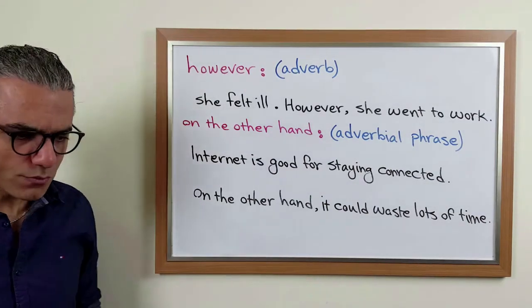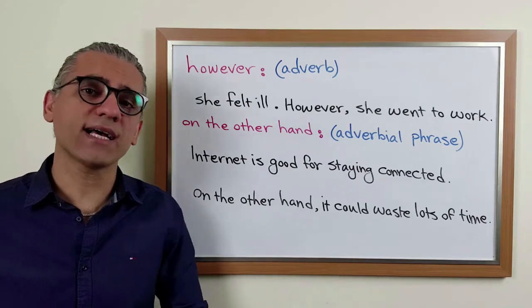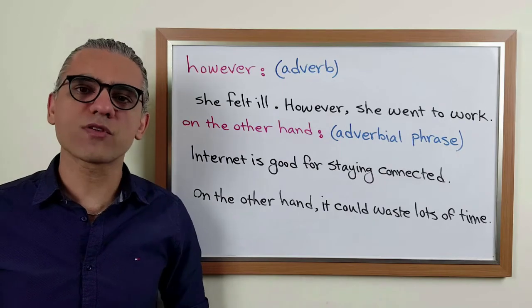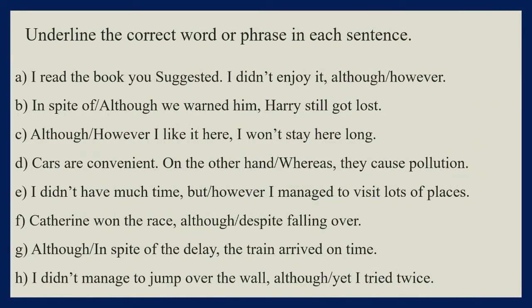All right. Now we talked about words and phrases, conjunctions, adverbs, and prepositions we use to show contrast. Now let's do some exercises together. Okay, let's start with the exercises. Underline the correct word or phrase in each sentence. A. I read the book you suggested. I didn't enjoy it.